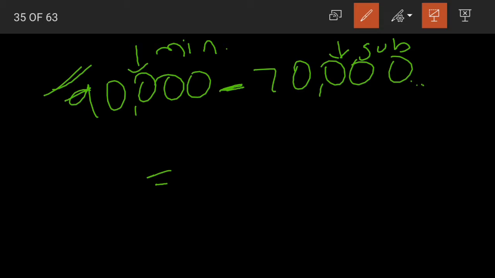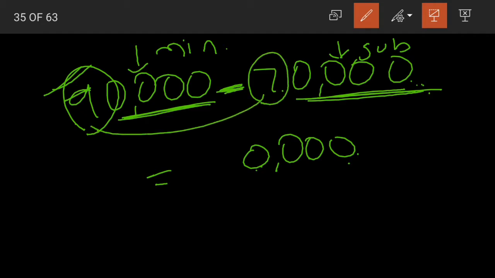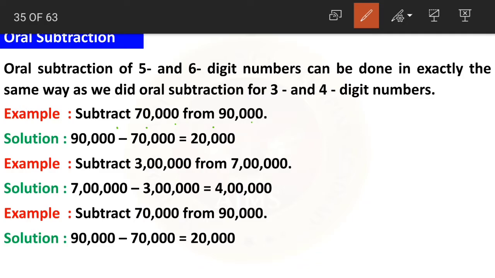Now how to subtract? Again there are four zeros in both the numbers. So even in the answer we'll write 4 zeros. Now the numbers before zeros are 9 and 7 and we are having the subtraction symbol here. 9 minus 7 is equals to 2. So 90,000 minus 70,000 is equals to 20,000. Clear children? Coming to the second question, subtract 3 lakhs from 7 lakhs.